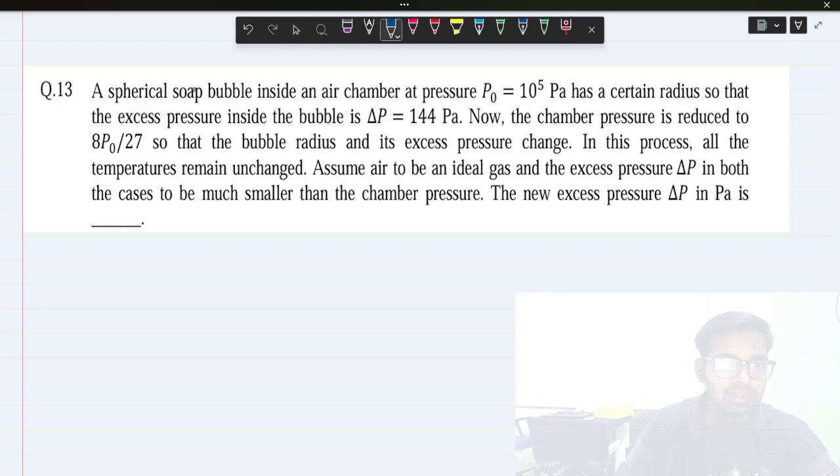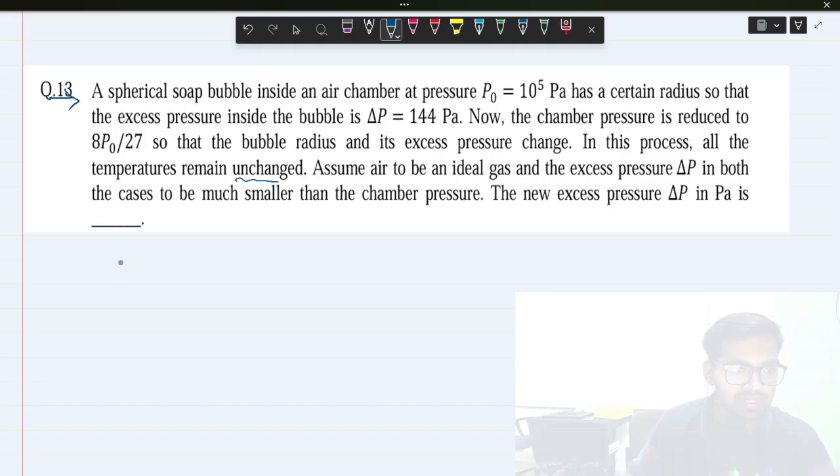So the next question is question number 13. Say a spherical soap bubble inside the air chamber at the pressure P naught equal to 10 to the power 5 Pascal has a certain radius so that the excess pressure inside the bubble is 144 Pascal. Now the chamber pressure is reduced to 8 P naught by 27 so that the bubble radius and its excess pressure are going to be changed. In this process, all the temperature remains unchanged. Assume air to be an ideal gas and excess pressure delta P in both cases to be much smaller than the chamber pressure. The new excess pressure delta P in Pascal we have to calculate.